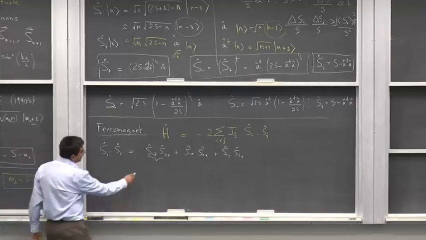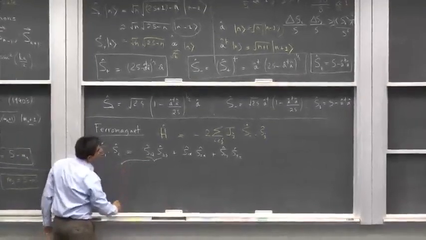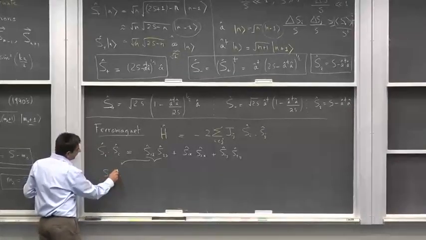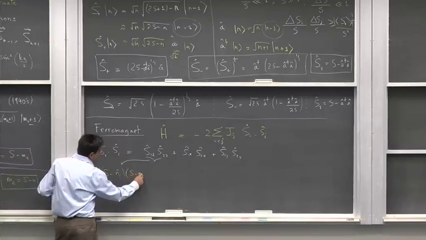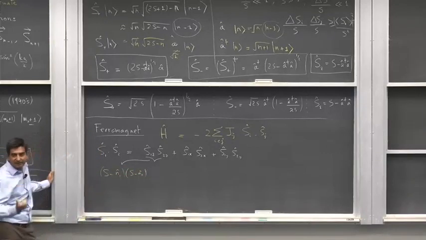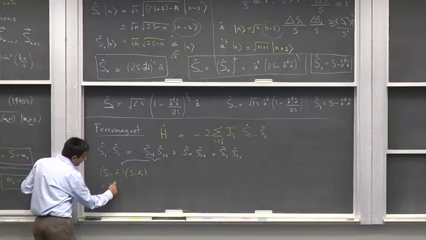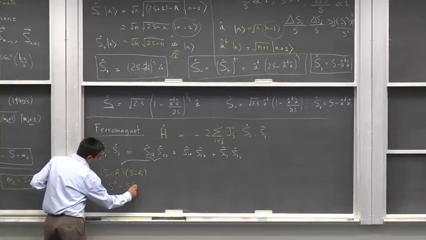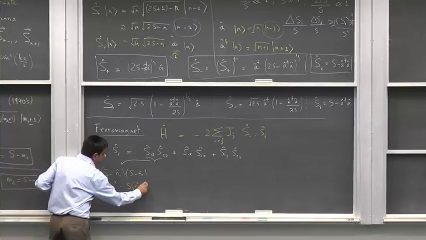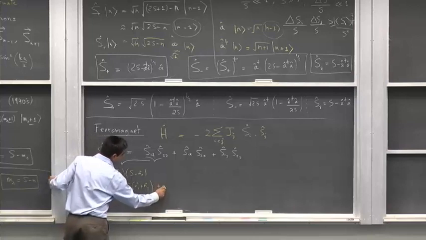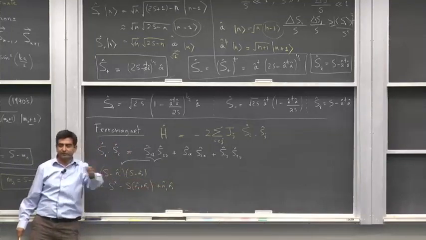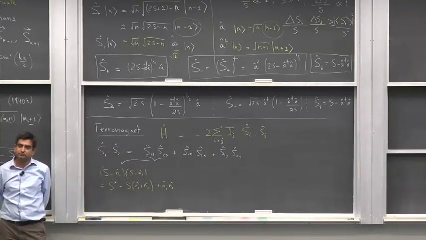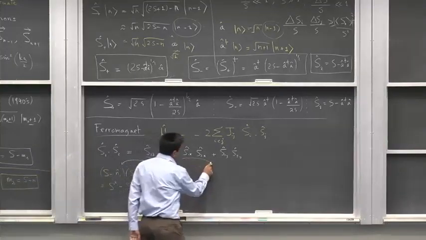So this object here, I can write as S minus N1, the number operator for the first spin, times S minus N2. I assume that all the spins have the same S. So this is S squared minus S times N1 operator plus N2 operator, plus N1 operator times N2 operator. Okay, so this term is clear. Now let's look at the other term.